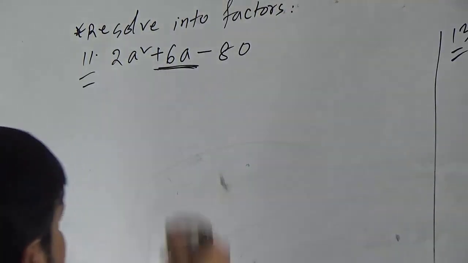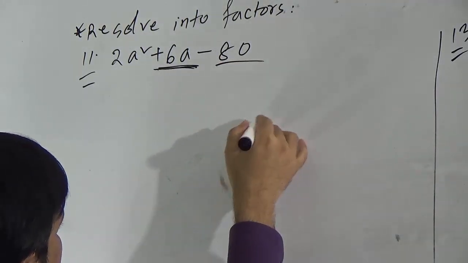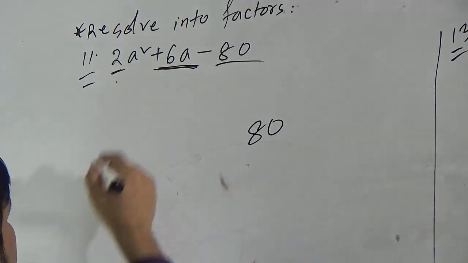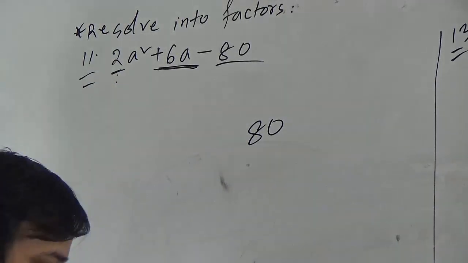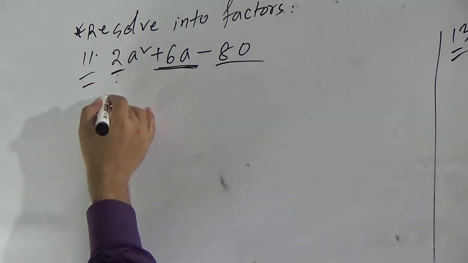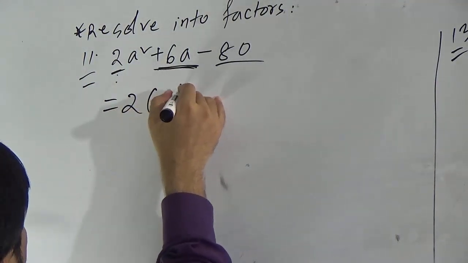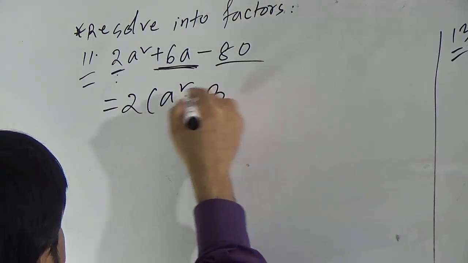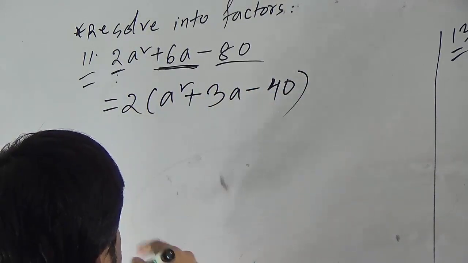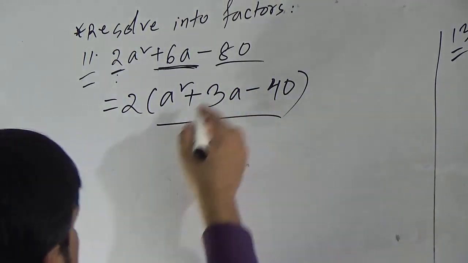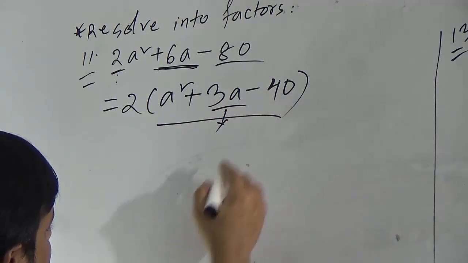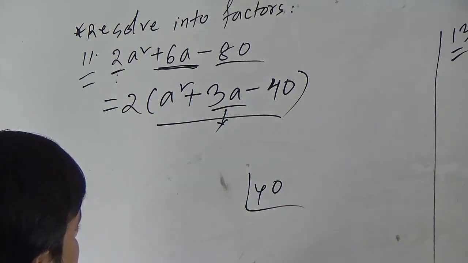The technique is, at first, factorize the last term, the constant term, 80. But here is another constant. If there is another constant, then we have to take it common at first. We can take 2 common from all the terms. If we take 2 as common, a square plus 3a minus 40 will be here. Now we can apply that technique. We have to write this middle term into two terms. To do this, we have to factorize 40.